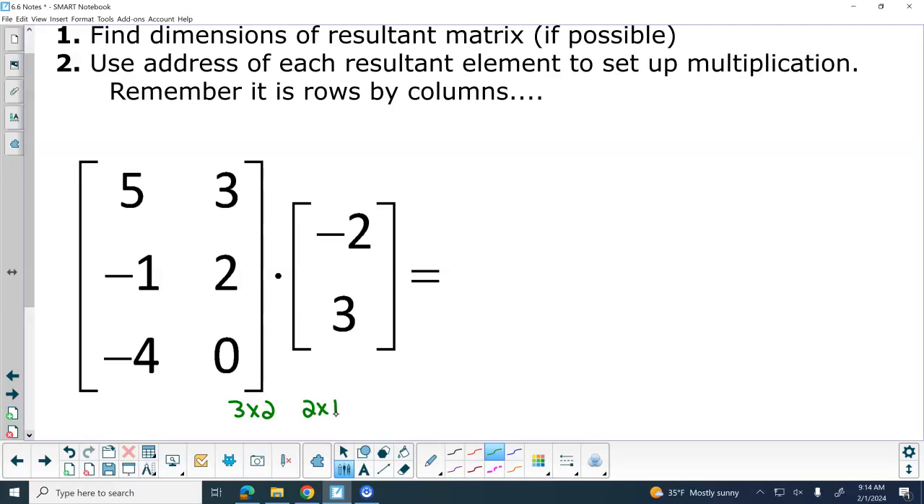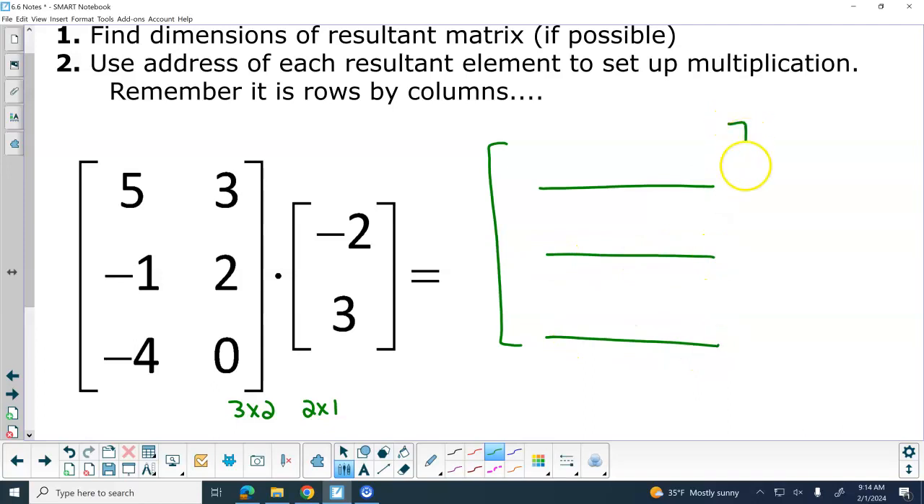So what I'm going to do is make myself a little bit larger 3 by 1 matrix, where I'm going to put some stuff in there. I'm going to do all of my work in that space. So that's step number 1, figuring out if it works out or not.